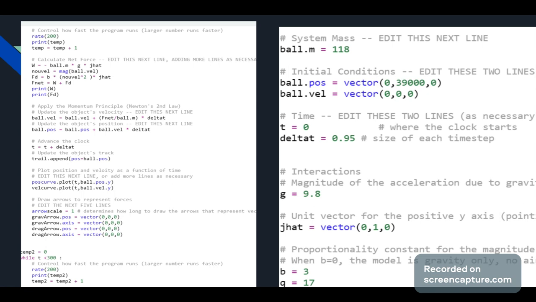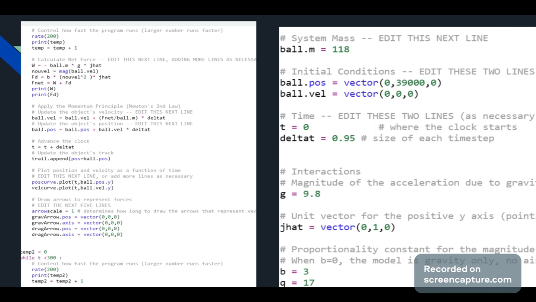So in the code, I created two while loops, one that included the drag force on his body and the gravitational force, and one that occurred after he opened the parachute that included the force of gravity, the force of drag on his body, and the force of drag on the parachute, including a ratio of the area of the parachute and the area of his body.